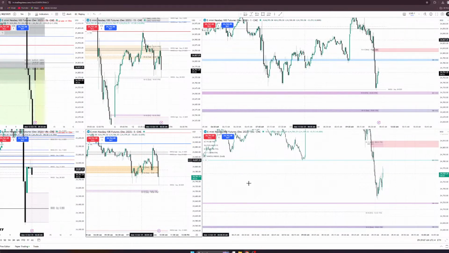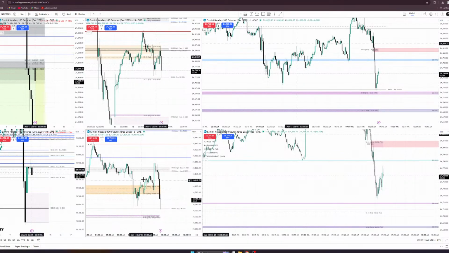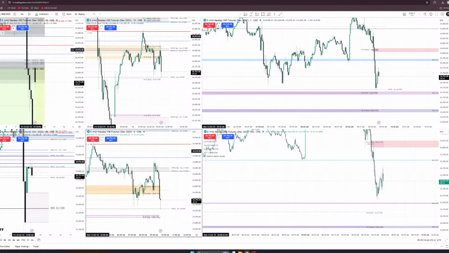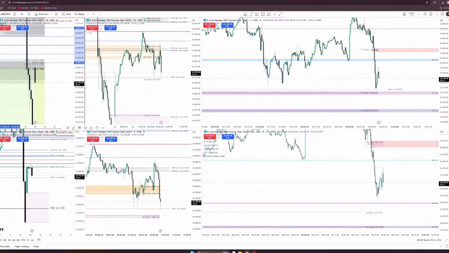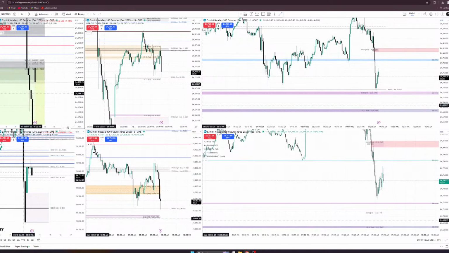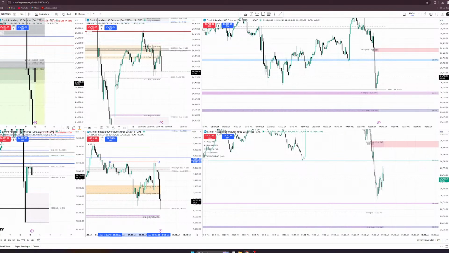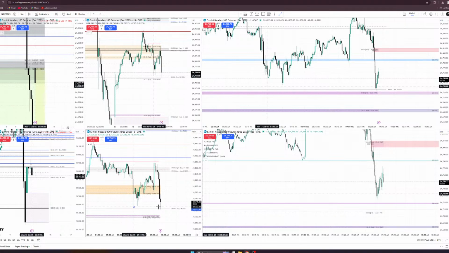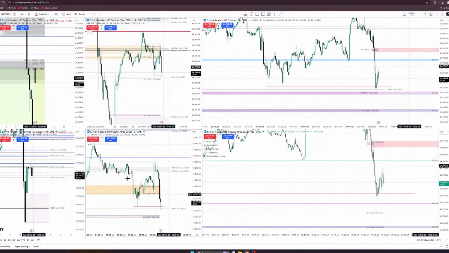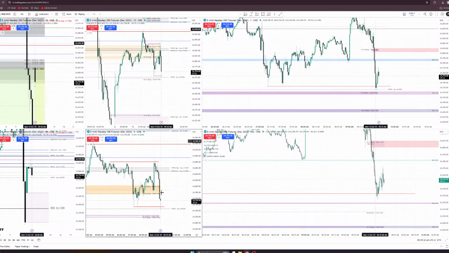So the market went up and took out this buy side liquidity, and then came back and took out this sell side liquidity. So both buy side and sell side are now taken.